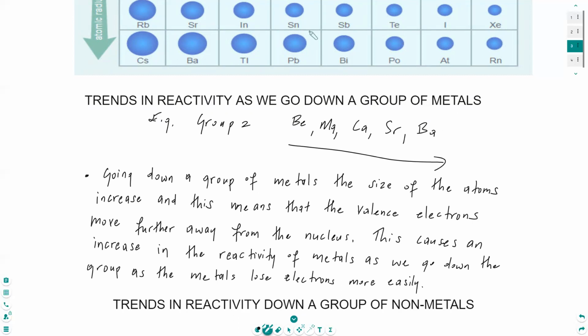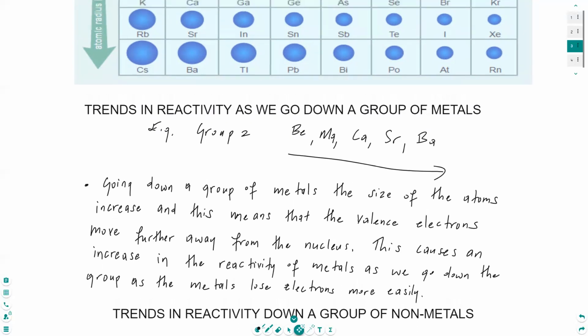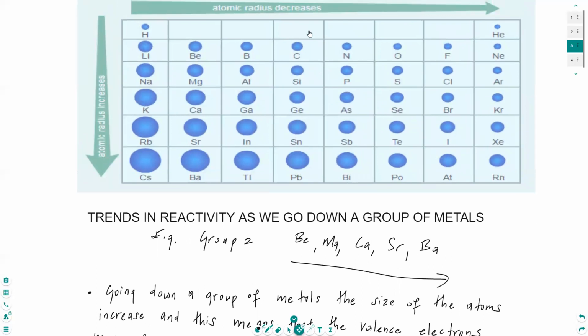So going down a group of metals, the size of the atoms increases, and this means that the valence electrons move further away from the nucleus. This causes an increase in the reactivity of metals as we go down the group, as the metals lose electrons more easily. So if we had, let's go back to this.